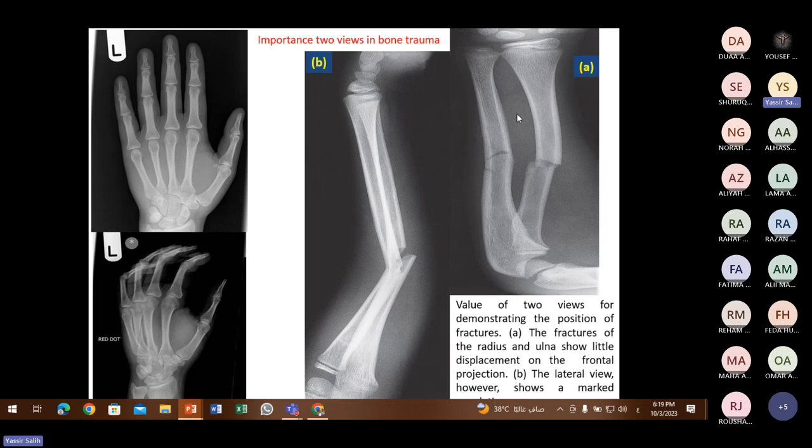Also, this is an X-ray in two views. This is an AP and this is a lateral. In the AP, you can see there is an obvious fracture. But this is misleading because you can see less angulation. If you look at this, the bone is not severely angulated from this view. But in the lateral view, you can see this bone is markedly angulated. So confirmation in two views is very important for many conditions.